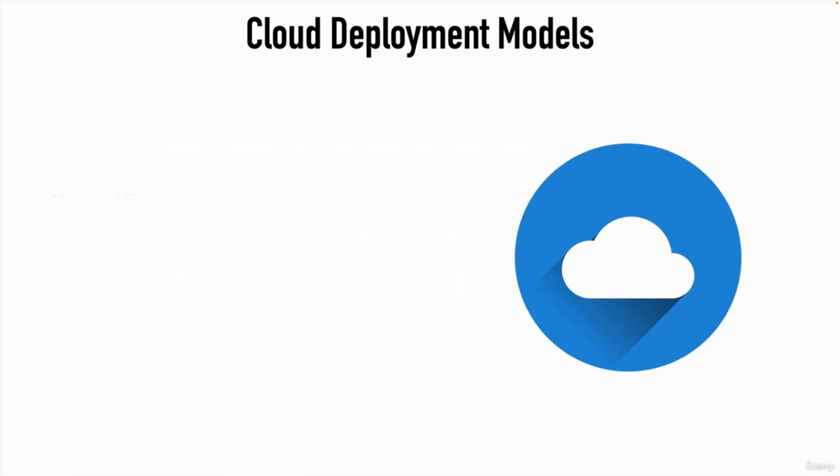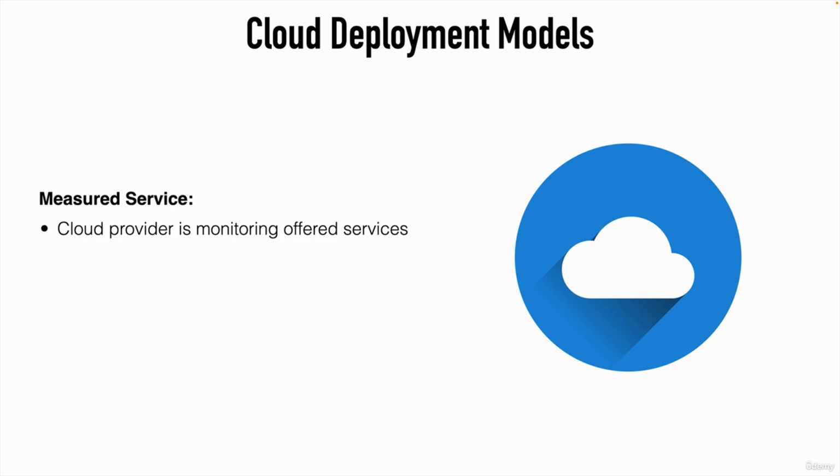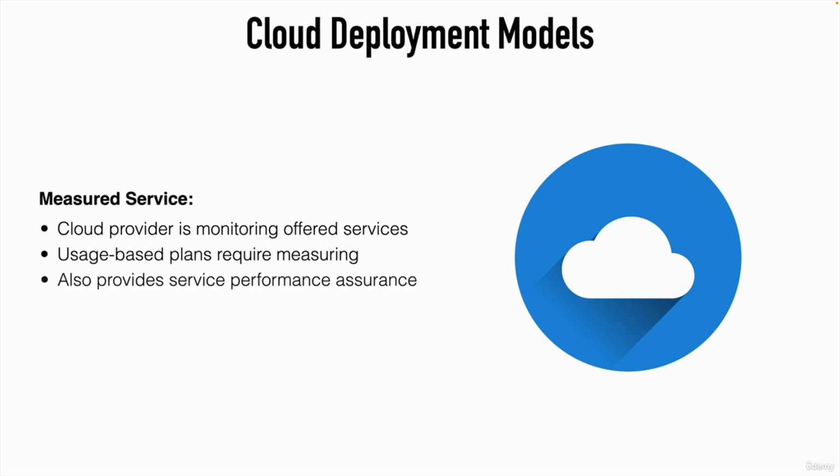And the final characteristic outlined by NIST is measured service. This means that the cloud provider is measuring or monitoring the services that you're using for various reasons. With some plans, you only pay for the resources that you are using. So this measured service would be necessary for billing reasons. It's also necessary to make sure that you have the resources you need without running out. Cloud providers can keep tabs on your CPU, memory, and network bandwidth to ensure that you are receiving the level of service that you're expecting and paying for.